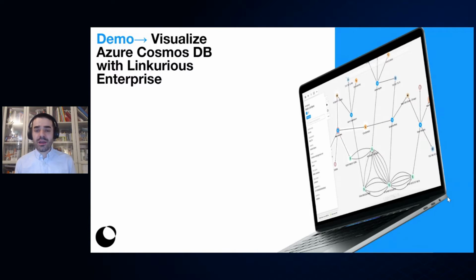So we will be looking at things such as clients, phone numbers, addresses, and more. And we will see how this data comes to life with Linkurious Enterprise and how Linkurious Enterprise helps extract insights hidden in Azure Cosmos DB. So let's get started for this demo then.